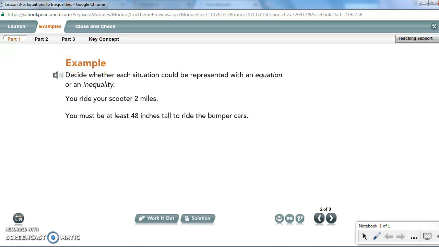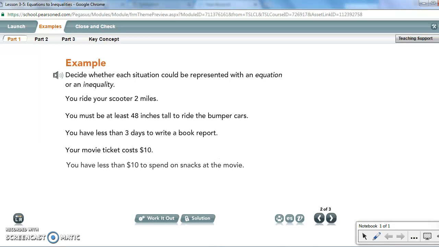You must be at least 48 inches tall to ride the bumper cars. You have less than 3 days to write a book report. Your movie ticket costs $10. You have less than $10 to spend on snacks at the movie.